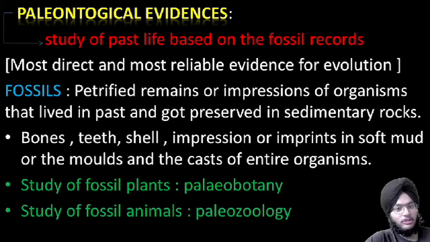Now, talking about paleontological evidences. What is paleontology? It is the study of past life based on the fossil records. Now, paleontological evidences are the most direct and most reliable evidences for evolution. What are fossils? Fossils are the petrified remains or impressions of organisms that lived in the past and got preserved in the sedimentary rocks. Bones, teeth, shell, impressions or imprints in soft mud, or the molds and the cast of entire organisms. Okay, so the study of fossil plants is called paleobotany, and the study of fossil animals is called paleozoology.